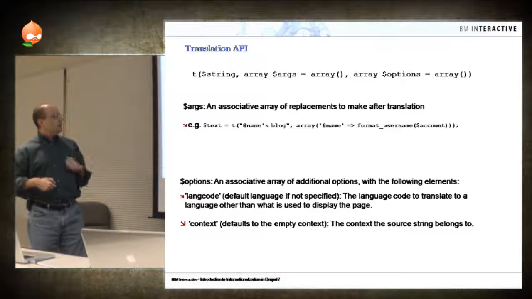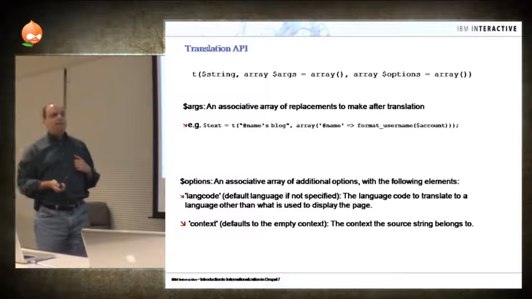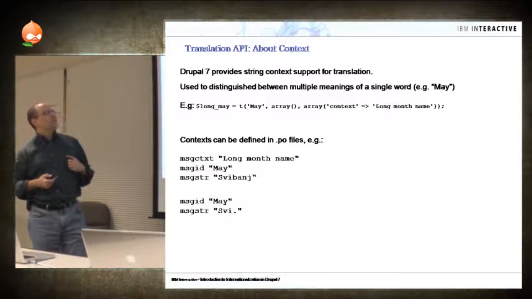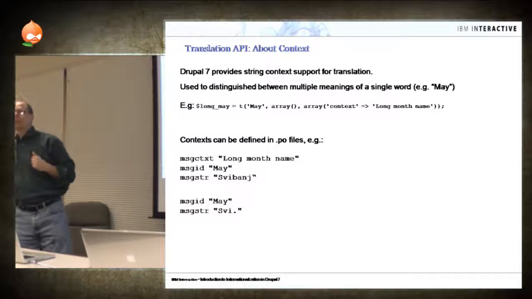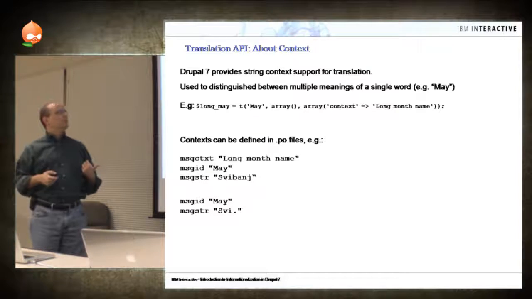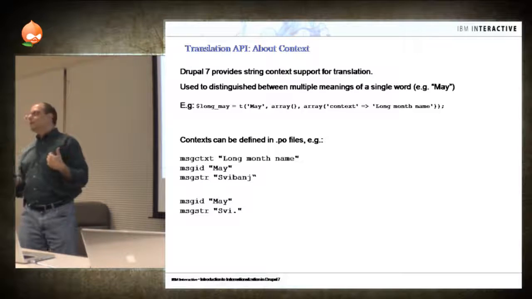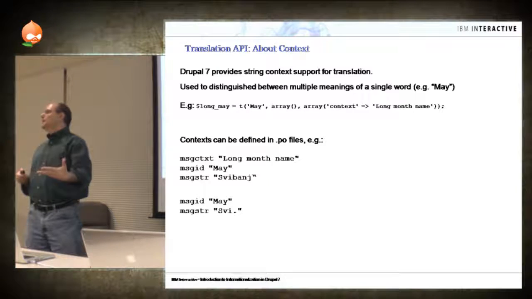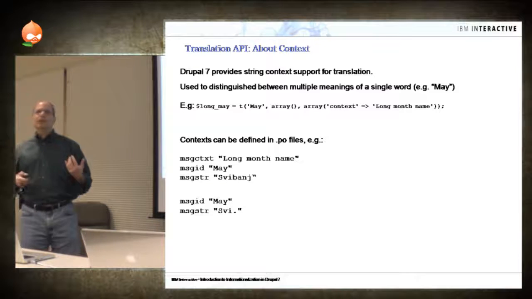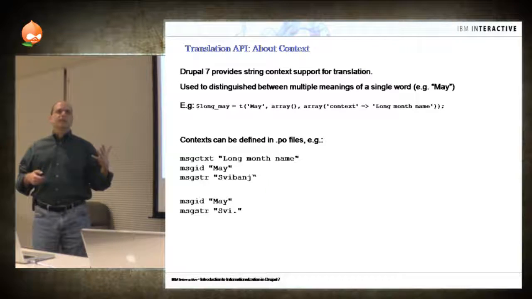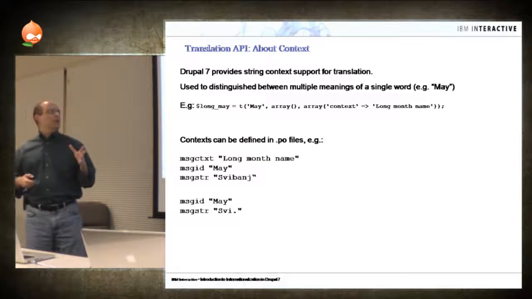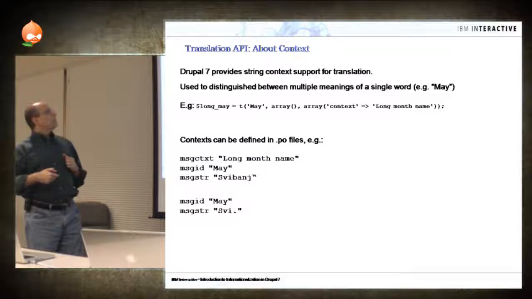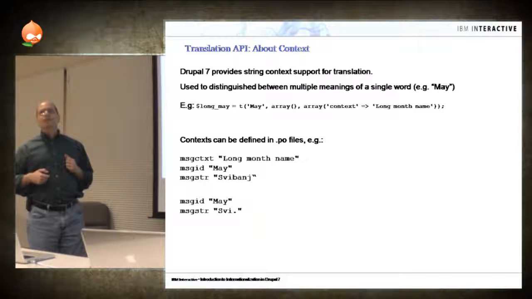What Drupal 7 can give you is the notion of context. What do we mean by that? Say, for example, you have the word in English, May. It can mean a couple of things. It can mean May the month. It could mean I may go to the movies tonight. So English is ambiguous that way. And so what the T function can give you is the ability to specify the context in which you're using an ambiguous word.